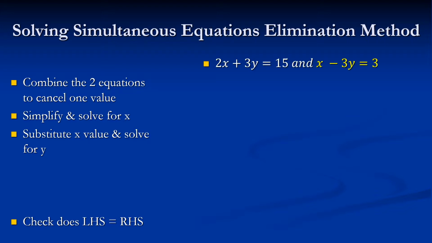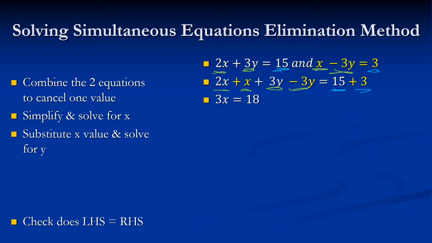We've got two equations here. 2x plus 3y equals 15. And x take 3y equals 3. So what we can do is just combine those two expressions together. So we've got 2x plus x over here, plus 3y take 3y, equals, what's on the right hand side? 15 and 3. So we've just combined both of those equations, and then we can simplify.